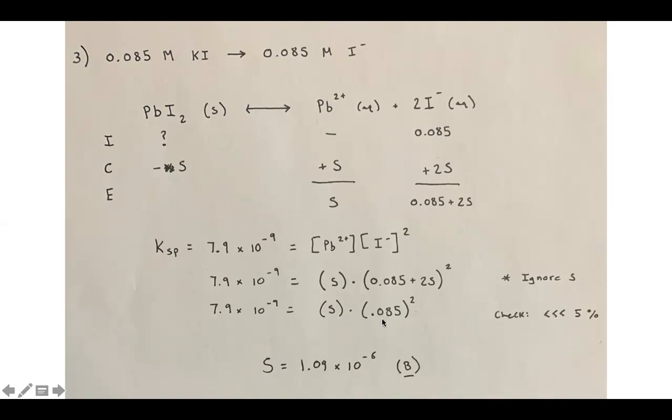If you did a little check compared to 0.085, you'd realize that S is super small compared to it, much less than 5%. Therefore, by ignoring 2S here, you're not actually changing the answer you get at the end. So any questions on this? This is a common ion effect question, and what makes it this way is that we just have an initial amount of one of our ions. We have iodide that's already present due to potassium iodide.